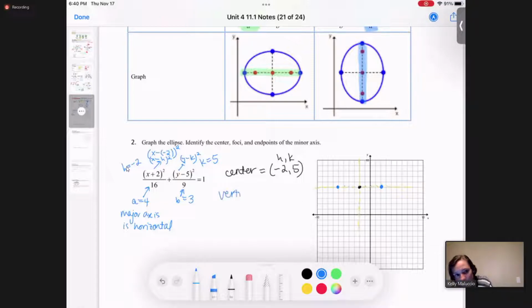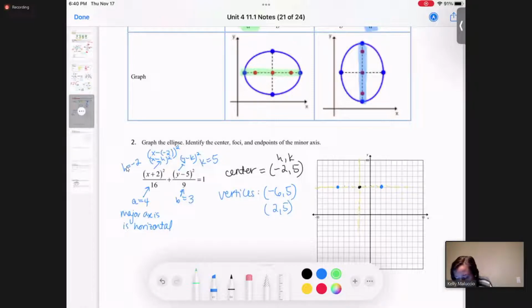So the vertices are at, it doesn't even ask us to get these. Well, we're getting them anyways because we're awesome. So -2, 3, 4, 5, 6. So it should be (-6, 5) and (2, 5). So those are our vertices.